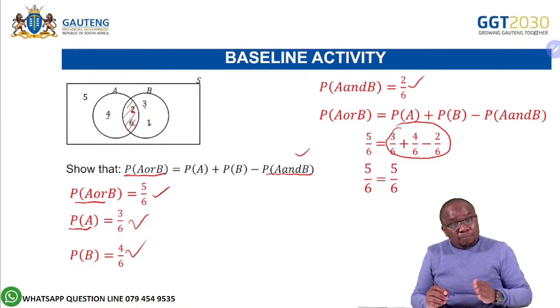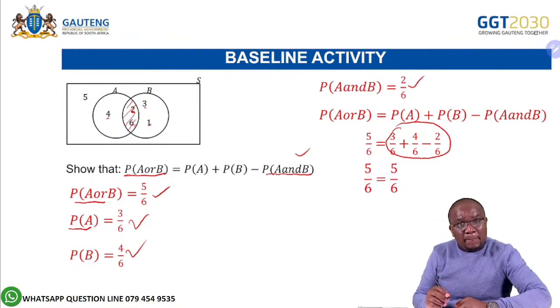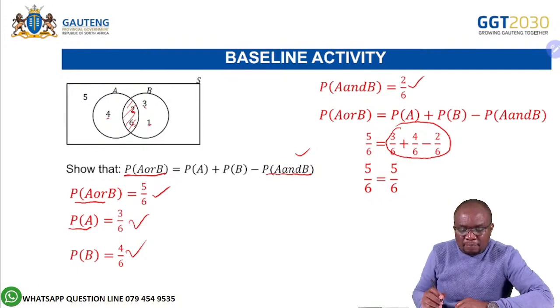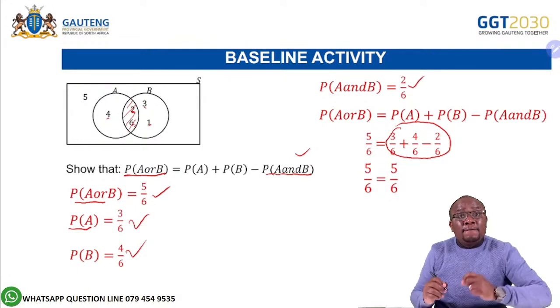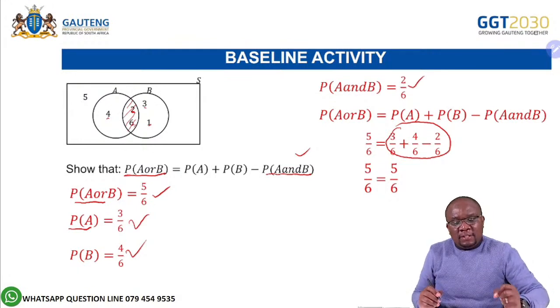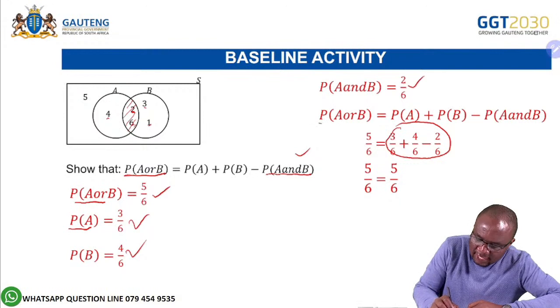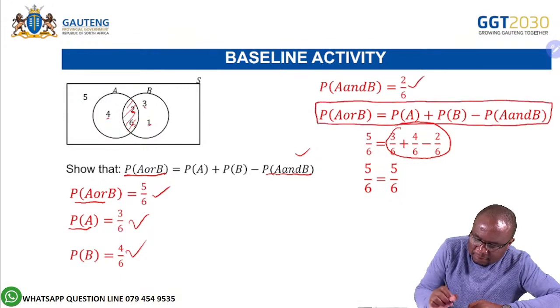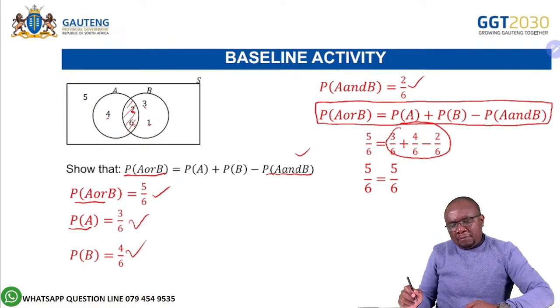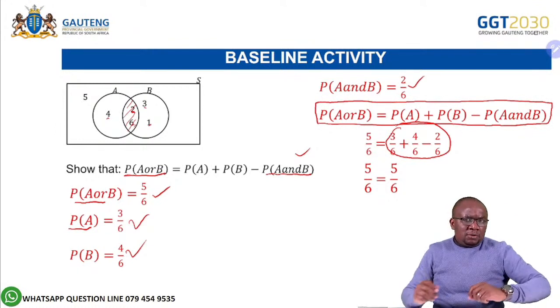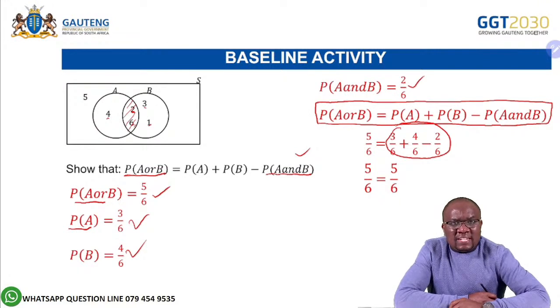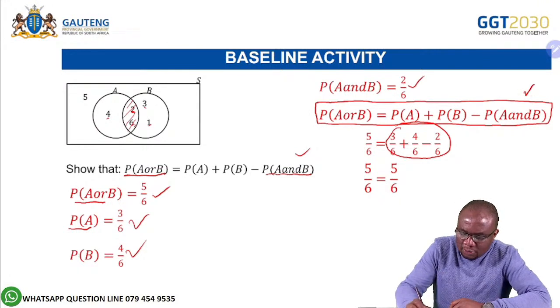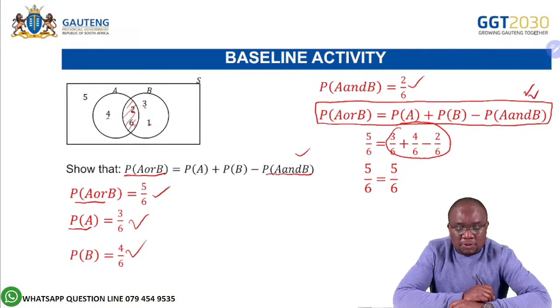Probability of A or B is equal to the probability of A plus probability of B minus probability of A and B. Remember this identity, please. Don't forget it. For inclusive events, we know that probability of A or B is equal to probability of A plus probability of B minus probability of A and B, which is called the addition rule. Let's write this one down. We have proved that. Now we're going to be using it from now.